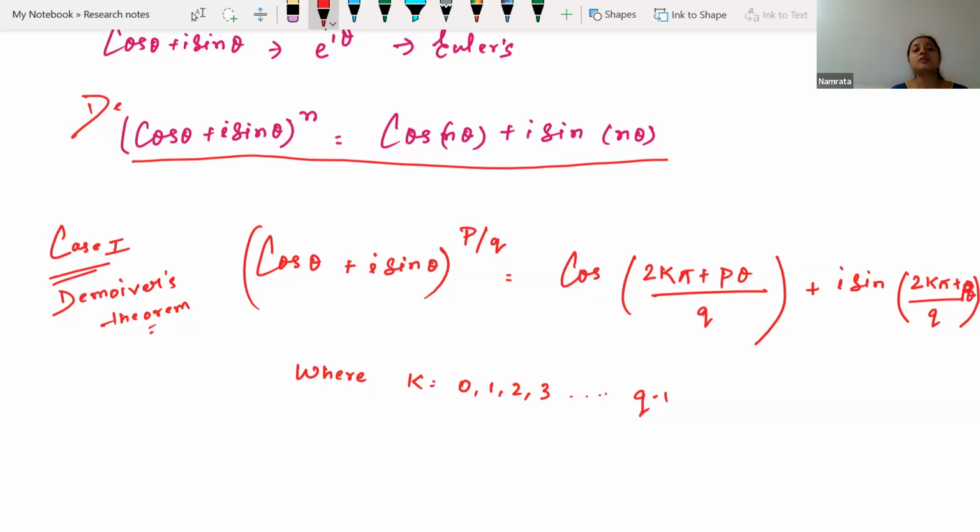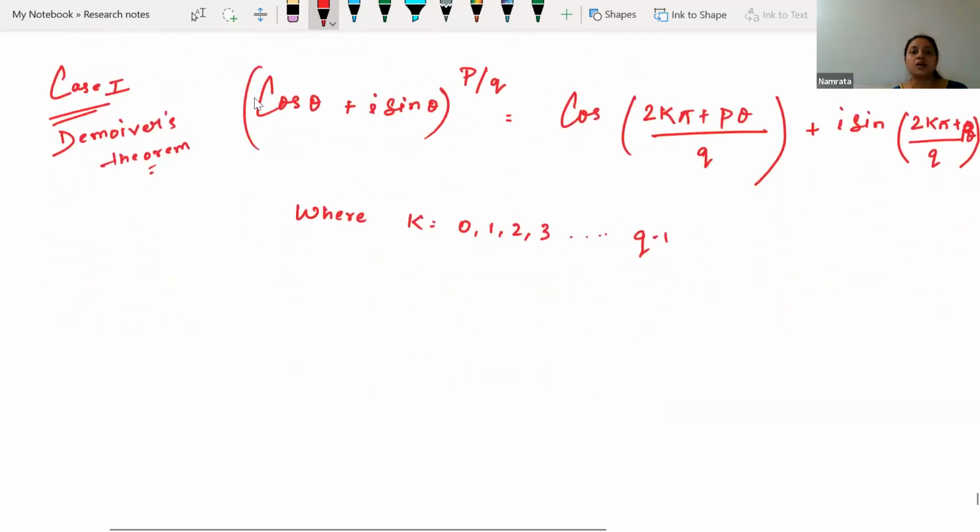So this way we will be having multiple values, multiple answers. And here k is 0, 1, 2, 3, 4, till what number do we need to put the value of k? Till q minus 1. So let's take one example and apply this formula over here.